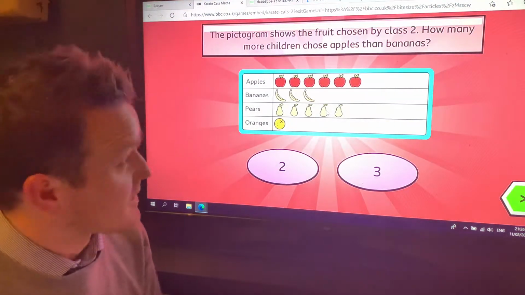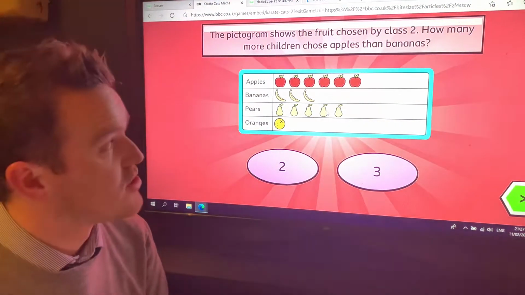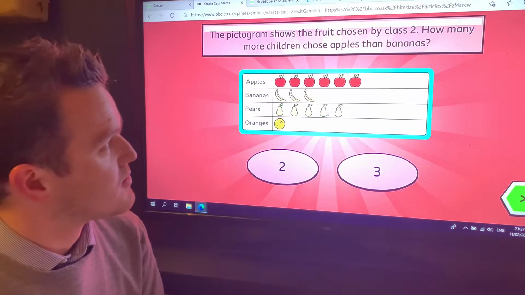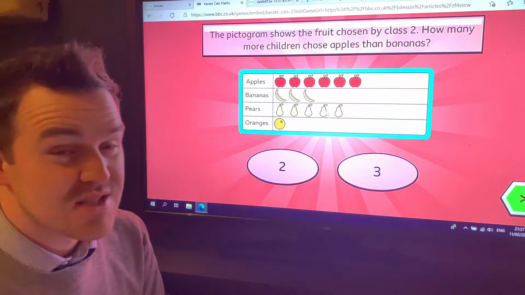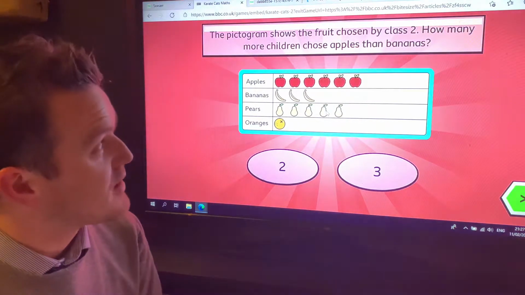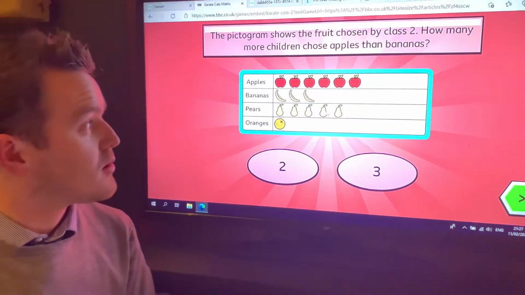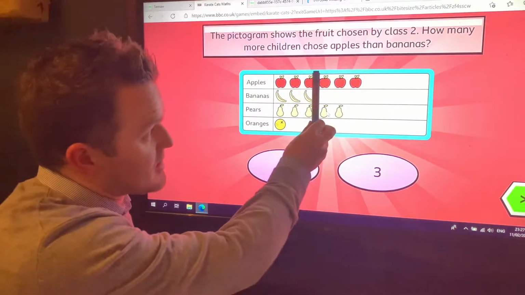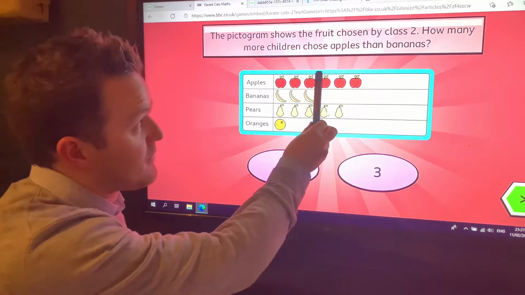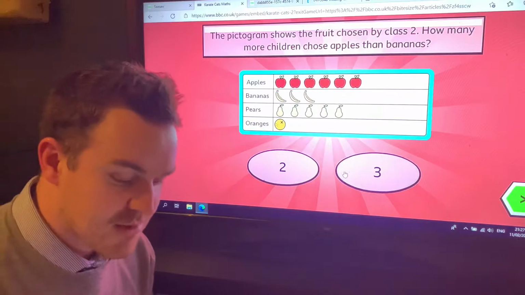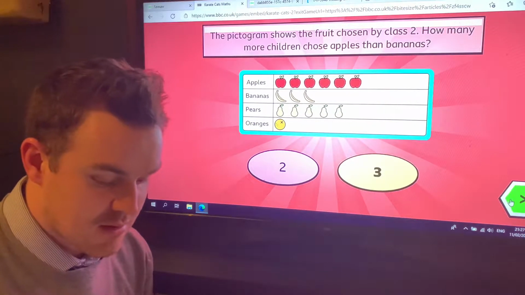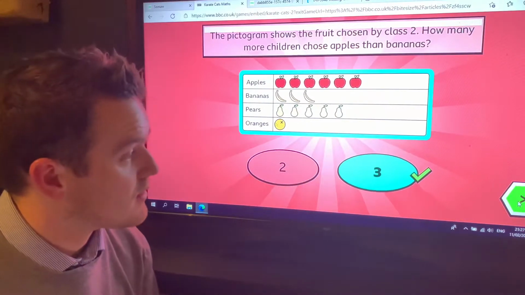Okay. This pictogram shows the fruit chosen by class 2. How many more children chose apples than bananas? So first of all, we need to see how many chose apples and how many chose bananas. So 6 chose apples and 3 chose bananas. So how many more? Well, look at the table. I can see if I go from 3 and 3 there, they both have done 3. How many extras are on the other side for apples? There are 3 more apples than there are bananas. So that's the answer to the question. Super.